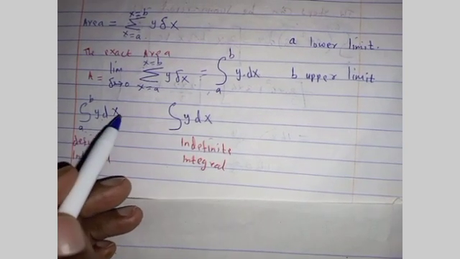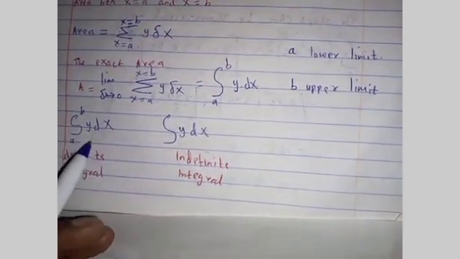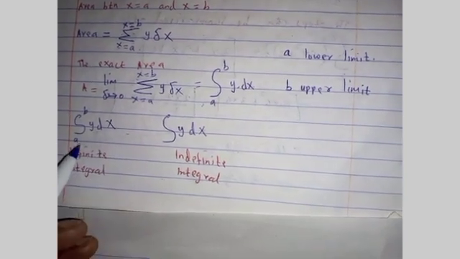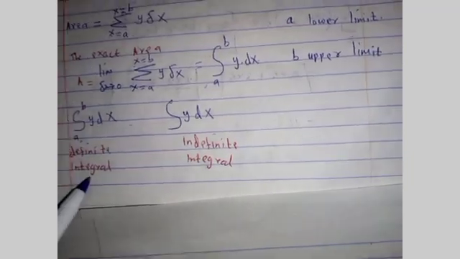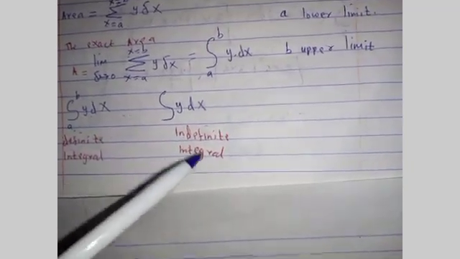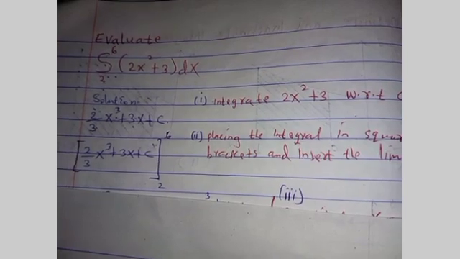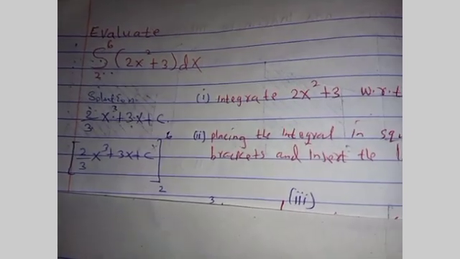For example, a to b of y with respect to x. This symbol means we integrate function y with respect to dx from a to b. In this case, this is called a definite integral. In the case where you are not given the boundaries, that is what is referred to as an indefinite integral.